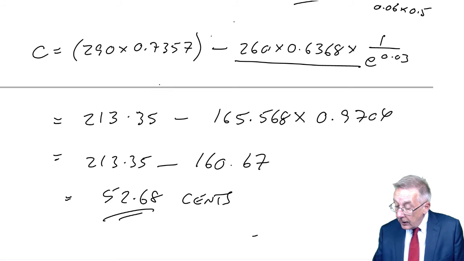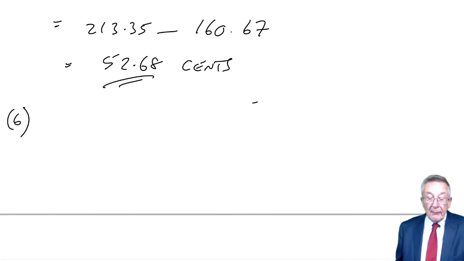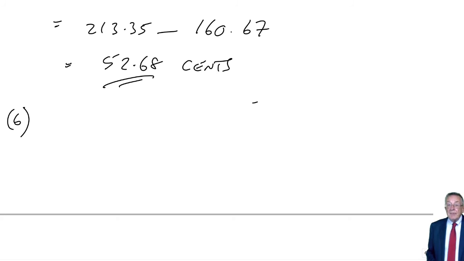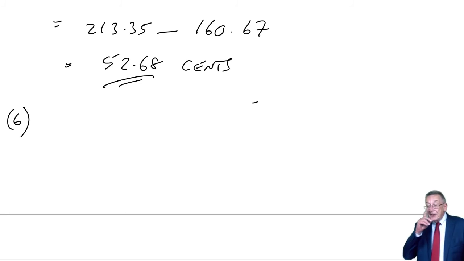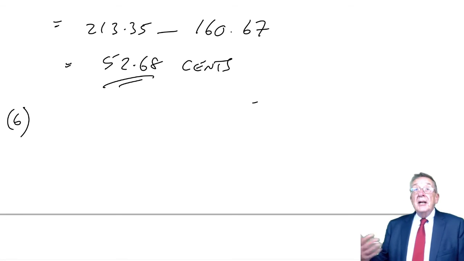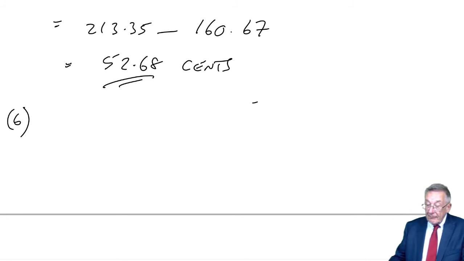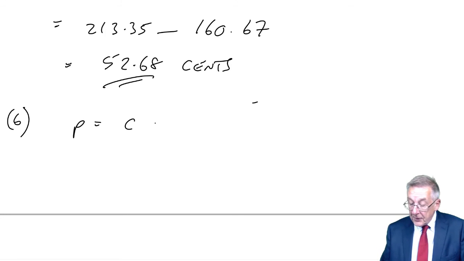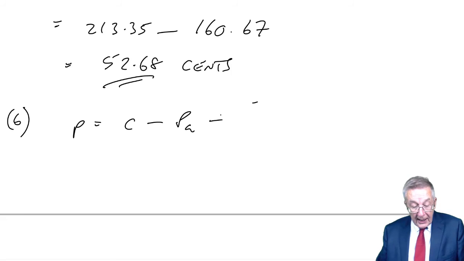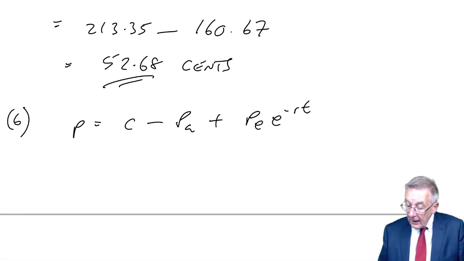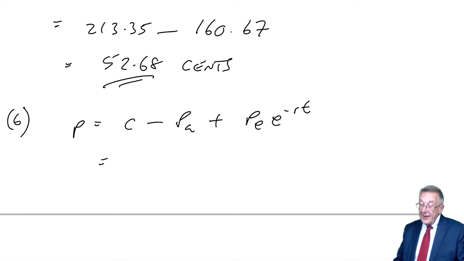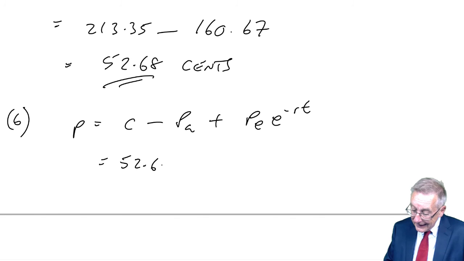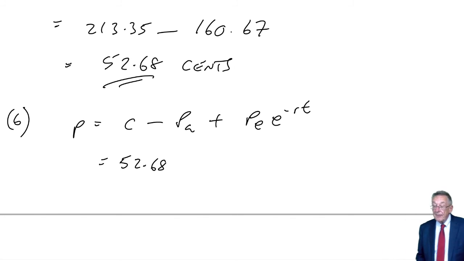I've also asked the value of a put option, part B, which is less likely in the exam, partly because to get the price of a put option, you'll see the formula on the formula sheet, it's called put-call parity, but you need to have already worked out the price of a call option. The price of a put option is the price of the call option minus PA plus PE, again e to the minus RT. Well, we've worked out the price of a call option, it's 52.68 cents. Remember, I'm doing everything in cents.